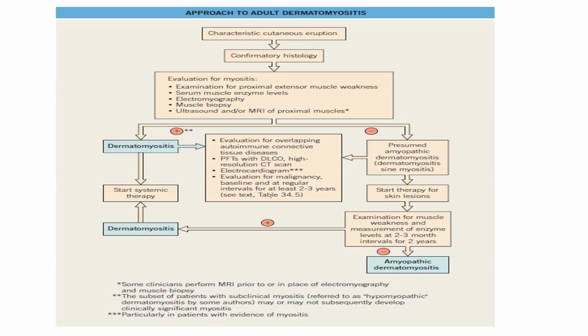If you have an adult and you have made a diagnosis or are suspecting dermatomyositis, so if the patient has characteristic cutaneous lesions, then you have to take a confirmatory histology, and in that case you'll see perivascular atrophy of muscle fibers. Then you now have to evaluate for myositis, that is involvement of the muscles, and that includes examination of the proximal muscles.